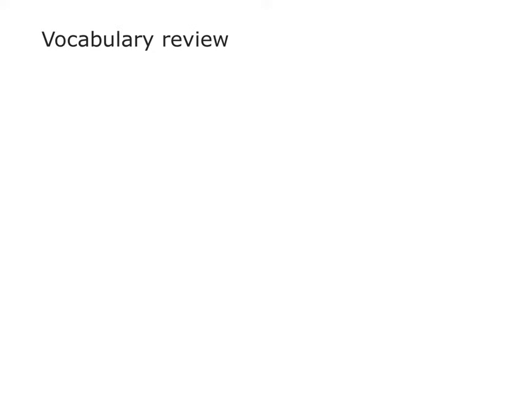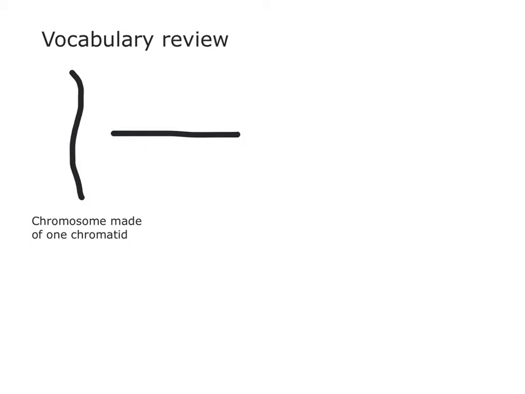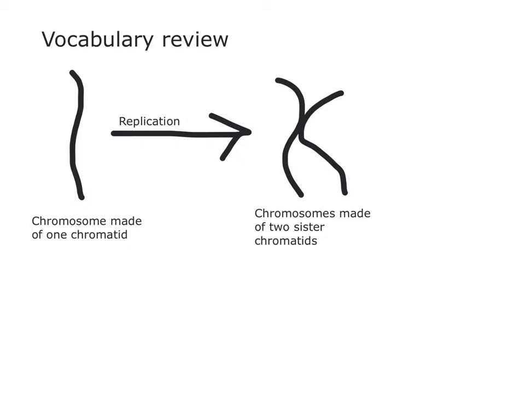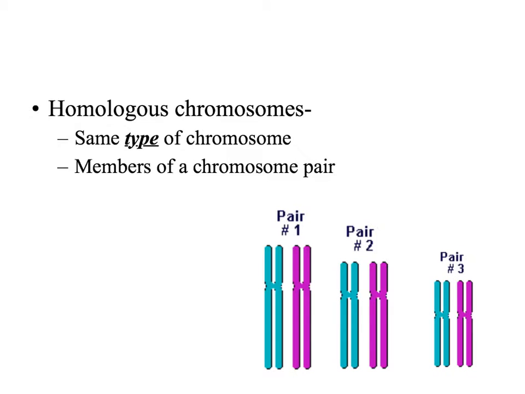Let's review some of the vocab we covered earlier in the chapter. You guys should remember that chromosomes can be made of a single chromatid, and then after replication, we see that the chromosomes have 2 sister chromatids, replicated pieces, that are attached in the middle at the centromere. Now for some new vocabulary.